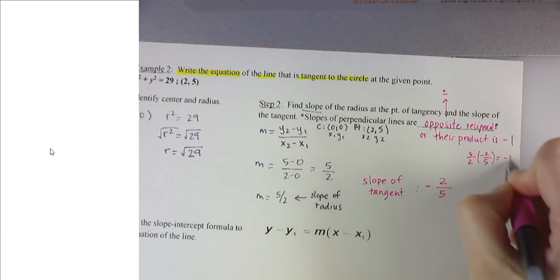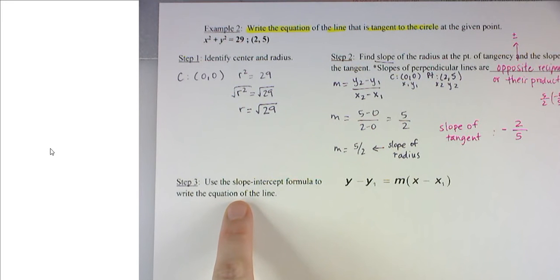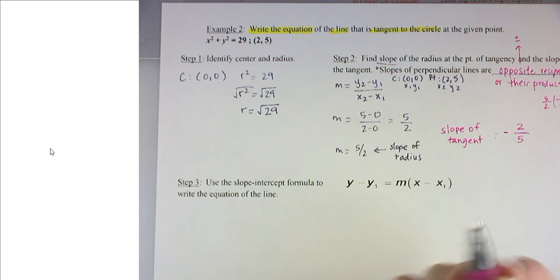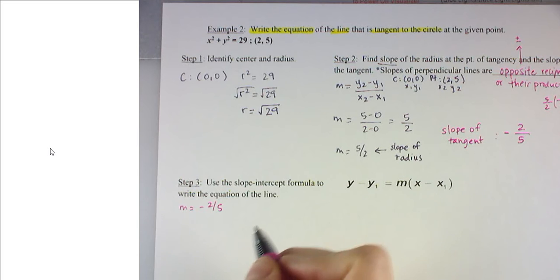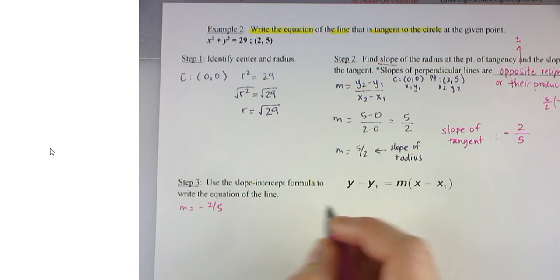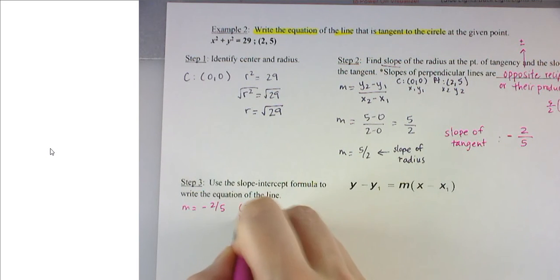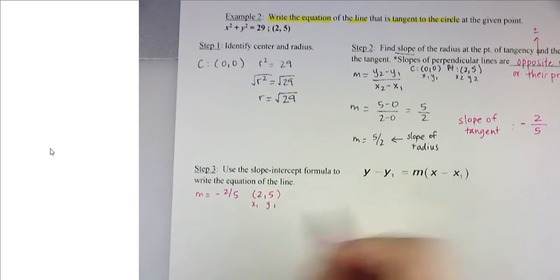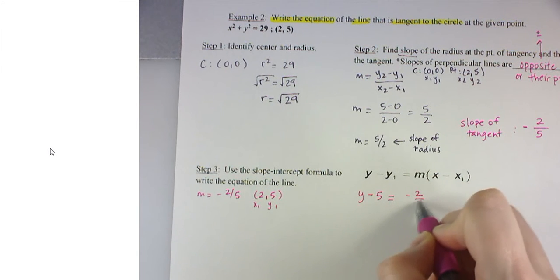Okay, so now that we know the slope of the tangent, we're going to use the point-slope formula to write our equation of the line. All right, so your slope is -2/5, and your point, 2, 5, is going to be your x1, y1, and we're going to plug it in here. So y minus 5 equals -2/5 times x minus 2. And then we are going to simplify.